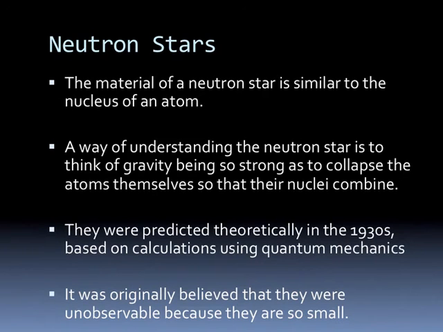The material of a neutron star is similar to the nucleus of an atom. A way of understanding the neutron star is to think of gravity being so strong as to collapse the atoms themselves so that their nuclei combine. They were predicted theoretically in the 30s based on calculations using quantum mechanics. Again, it was originally believed that they were unobservable because of their small size.